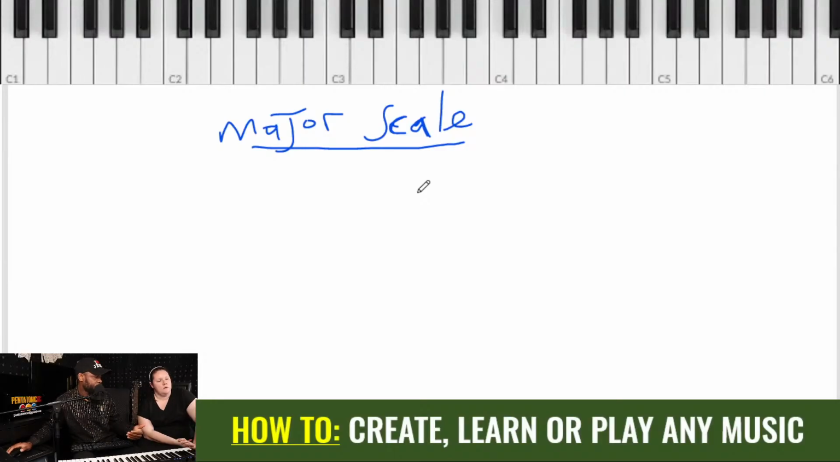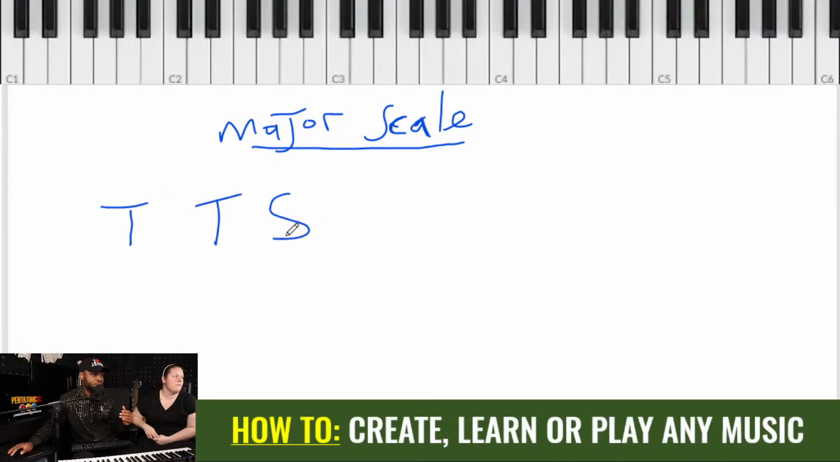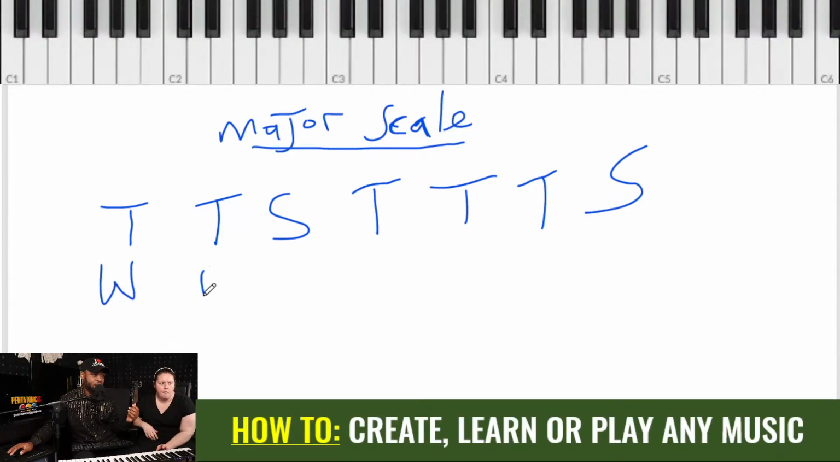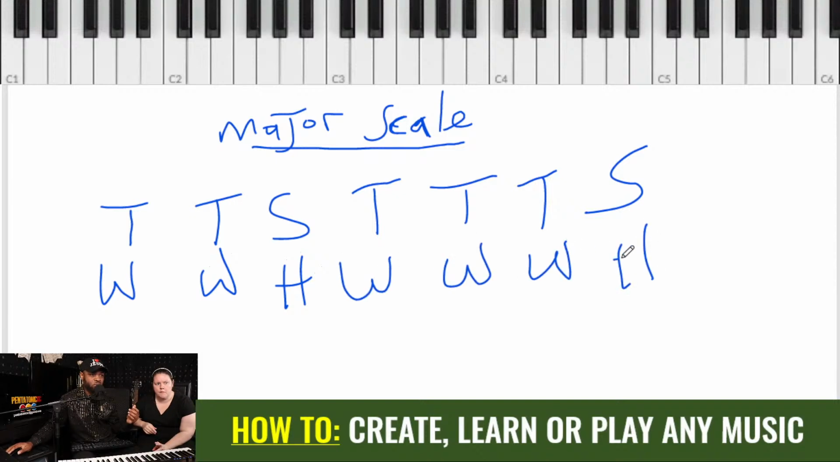All right. So now, how do we get the scale? We're going to get the scale by moving tone, tone, semitone, tone, tone, tone, semitone. Americans will say whole step, whole step, half step, whole step, whole step, whole step, half step. So here's the catch. You have two whole steps, one half step, then three whole steps, and one half step.